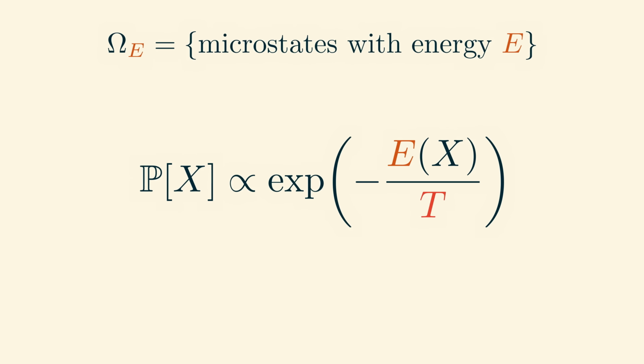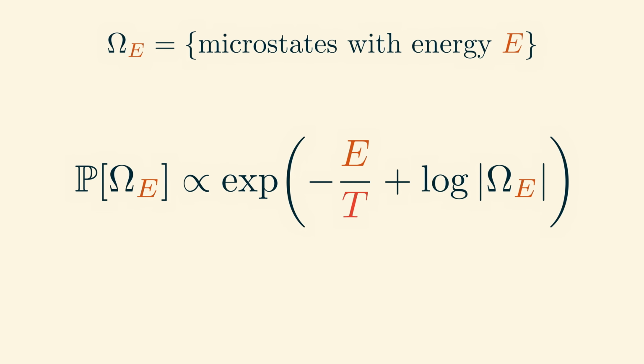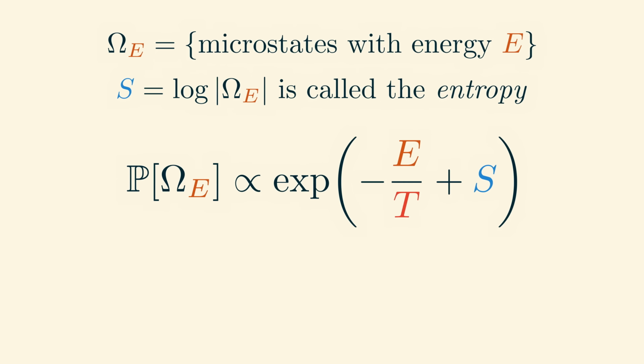Let's use omega E to denote the set of microstates with energy E. Since all of these microstates have the same probability, which is proportional to the exponential of minus E over T, the probability that we get a microstate in omega E is proportional to this exponential factor times the size of omega E. To put things on common footing, we can move the size of omega E into the exponential by taking a logarithm. The logarithm of the size of omega E is actually a very important quantity called the entropy of the system at energy level E, and we denote it by S. Keep in mind that in this context, the entropy S is actually a function of the energy E, although for now we'll just write it as S to keep the notation simple.